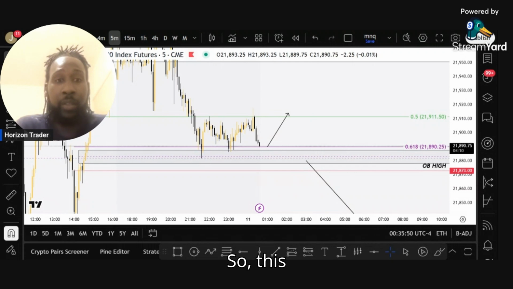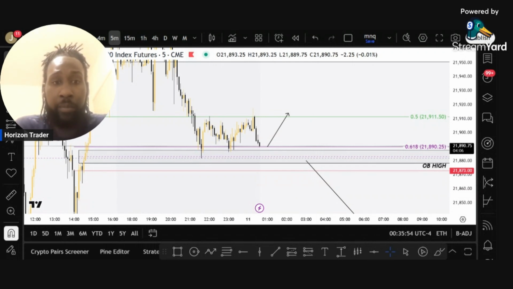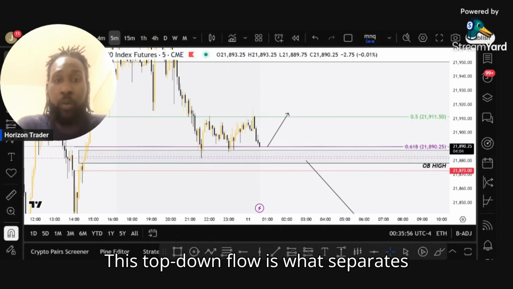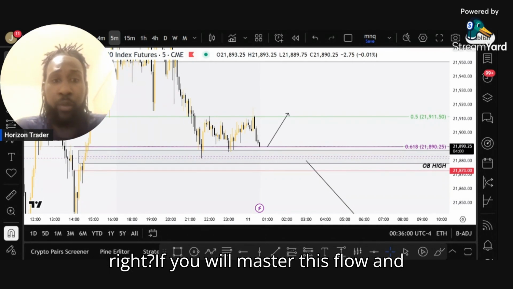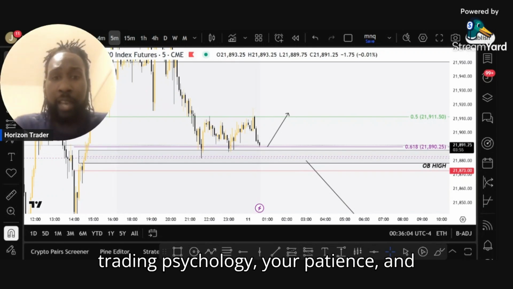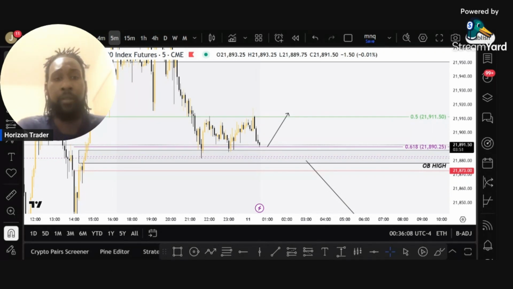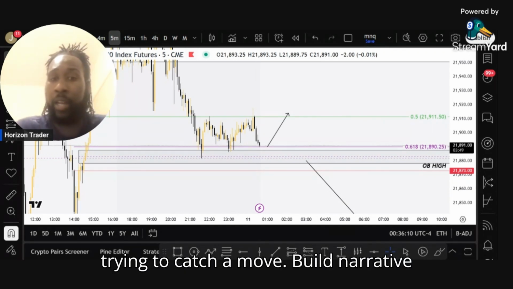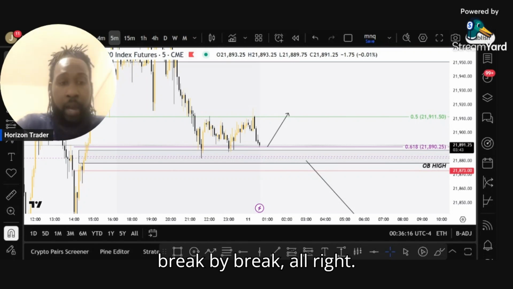So this is the top-down flow, all right? This top-down flow is what separates consistent traders from random ones, all right? If you master this flow and run it daily before every session, your trading psychology, your patience, and your results will level up super fast. Stop jumping straight to the 1 minute trying to catch a move. Build narrative first, then execute with discipline, brick by brick, all right?